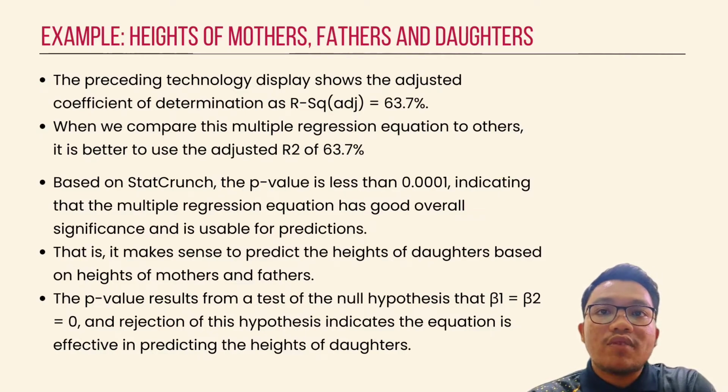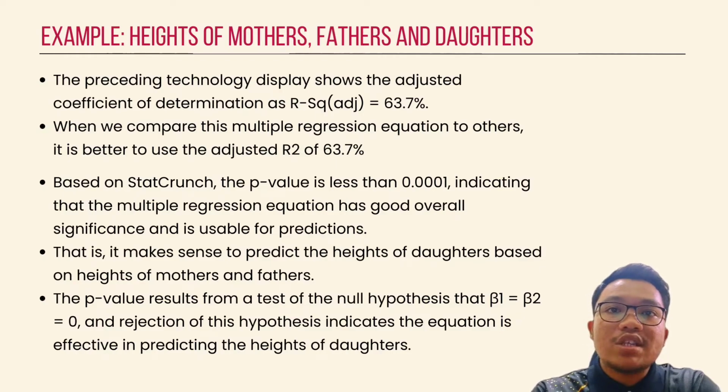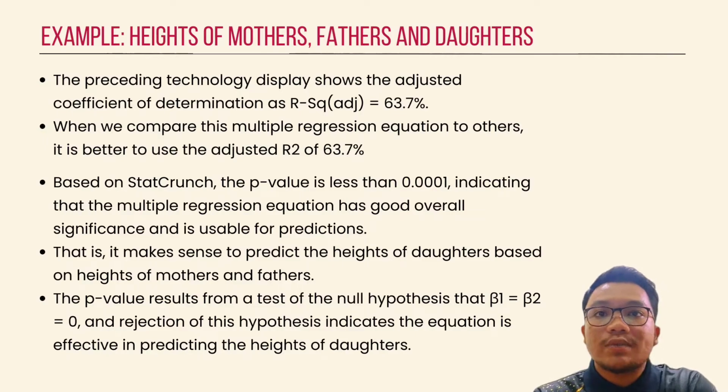The p-value results from a test of the null hypothesis that beta 1 equals beta 2 equals 0, and rejection of this hypothesis indicates that the equation is effective in predicting the heights of daughters.